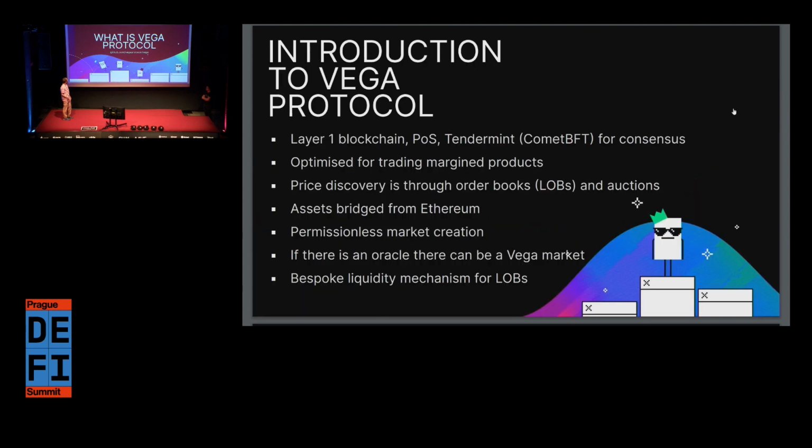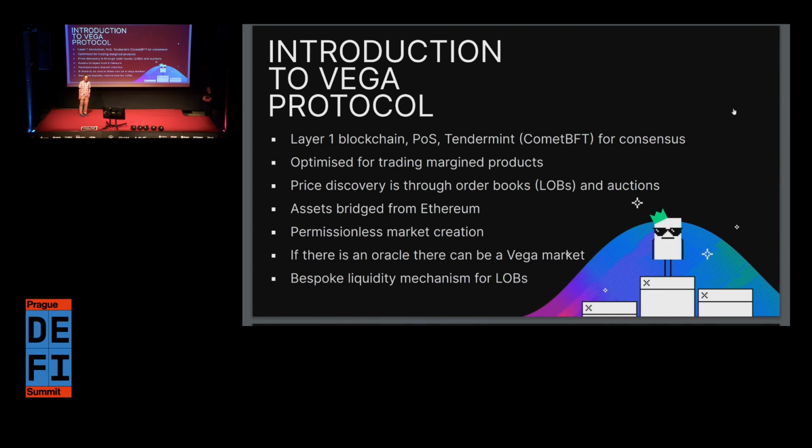So quickly, what is Vega Protocol? Vega is a layer 1 blockchain built on proof of stake. What used to be called Tendermint, now it's the Comet BFT fork. That's what's used for consensus. It's optimized for trading margin products. So for margin products, you can think of derivatives or promises or whatever you want to call it. Price discovery is through limit order books and auctions.